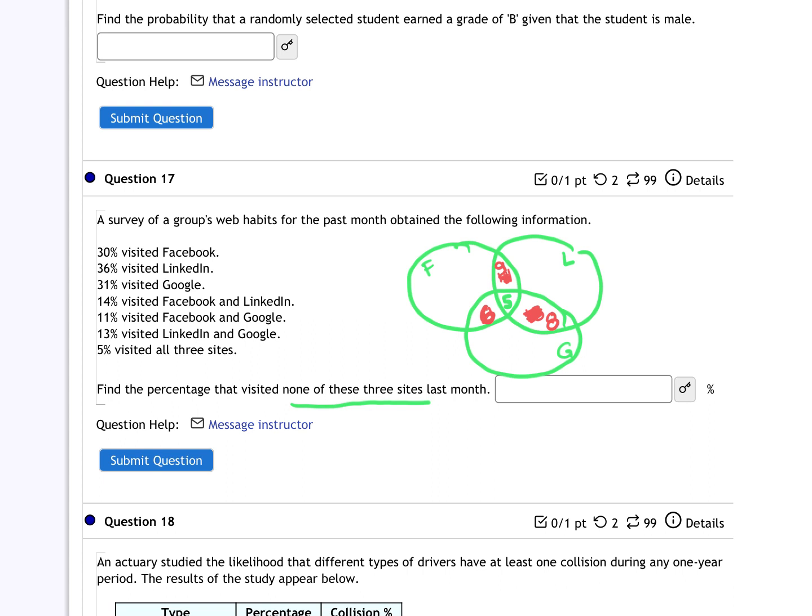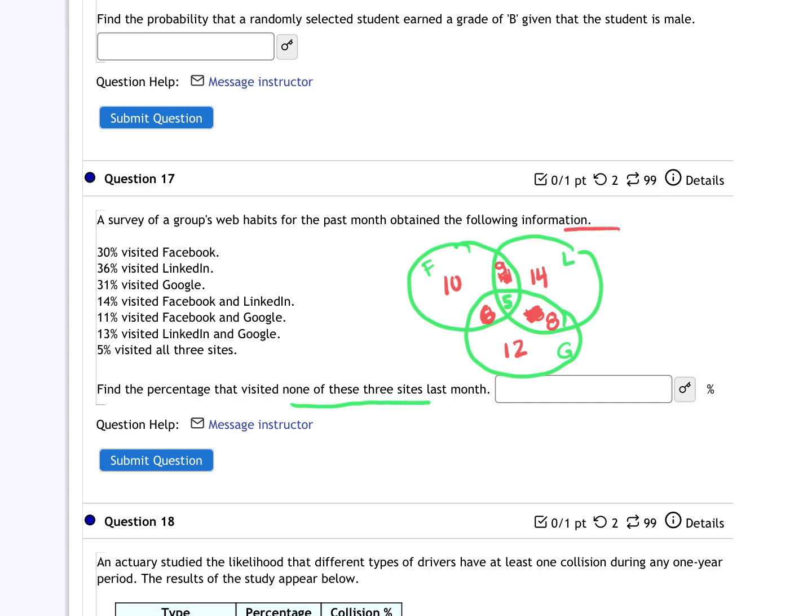So if I take 31 minus 6 minus 8 minus 5, there's 12 that only went to Google. Right? Now if I do LinkedIn, 36 minus 9 minus 8 minus 5, 14 that only went to LinkedIn, not the other 2 sites. And then if I do Facebook, 30 minus 9 minus 5 minus 6, 10.